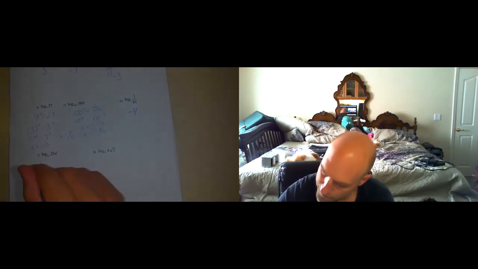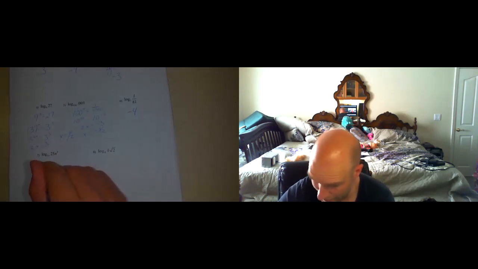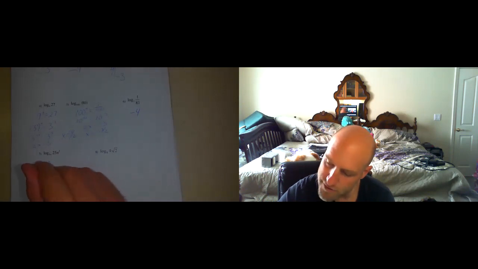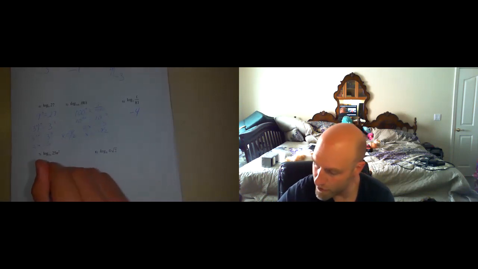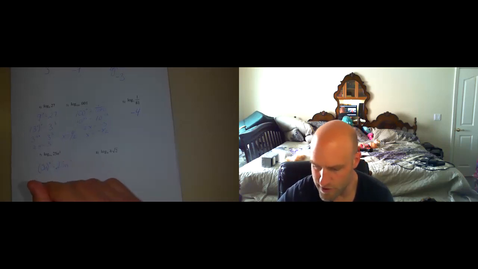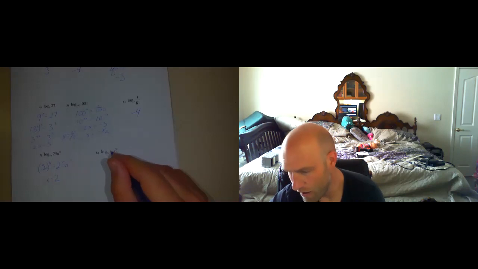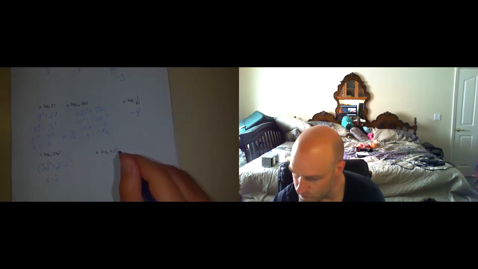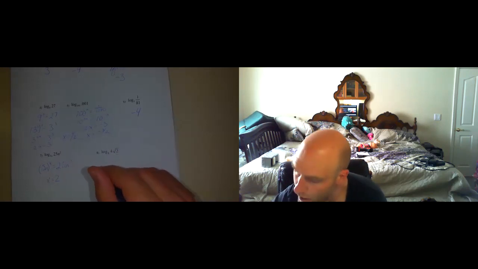Getting even sneakier, 5n to the x. What am I taking to the x? Oh, all of 5n equals 25n squared. Well, it looks like I squared this thing. x equals 2. And finally, 8 to what power equals the 4th root of 2?